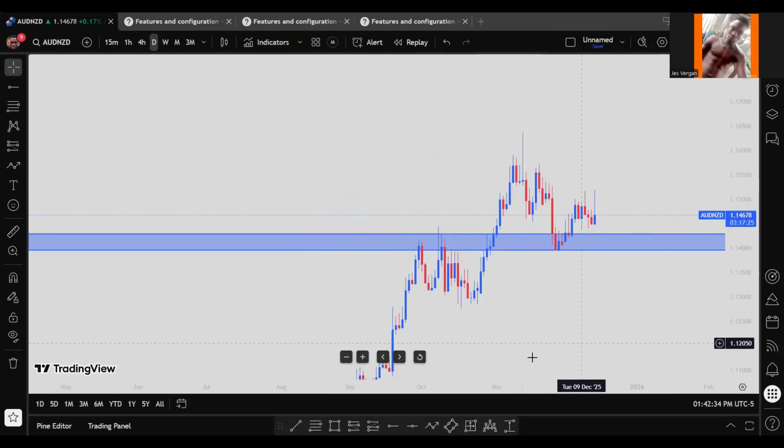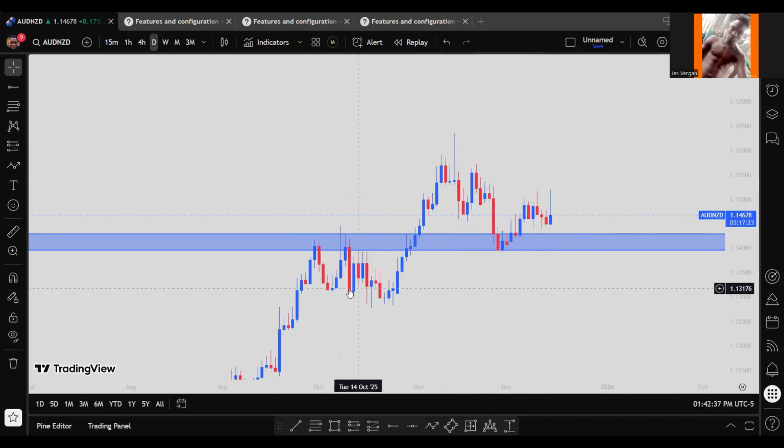So apart from this being the top of this range, this was also a key level, like a major level drawn on, I think, the monthly time frame or the 3 months time frame. So this was a major key level. So price got into it.